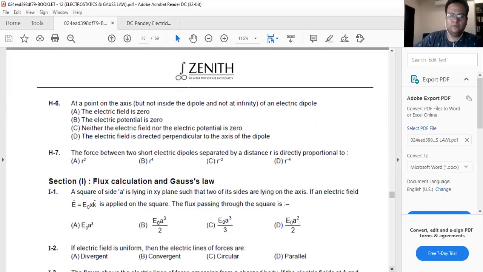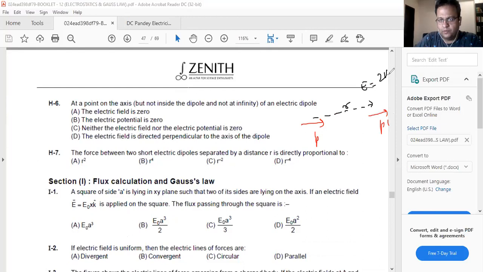Yeah, H7. This also we had discussed in the last Zoom session. If there are two dipoles and we need to find the force between them, then force is inversely proportional to r to the power 4. Why? Because if I assume a dipole P, what will be the electric field? Anyone who solved this question? What will be the expression of the electric field at distance r in this case? 2kp by r cube, because it is an end-on position.